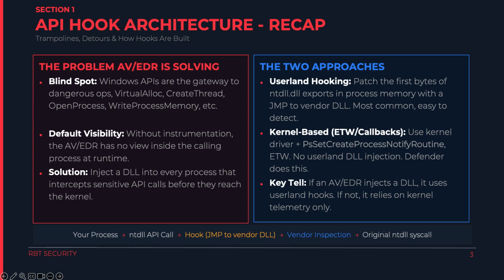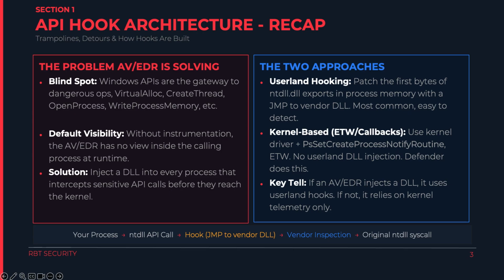Let's start with a little bit of recap. What is API hooking? API hooking is a technique where we intercept calls to a Windows API function by patching the function's first bytes in memory with a jump instruction. Execution gets redirected to our routine before the original function ever runs. That's it. Basically, it's patch the bytes, redirect execution, intercept the call. Everything else we are going to talk about is built on top of that.